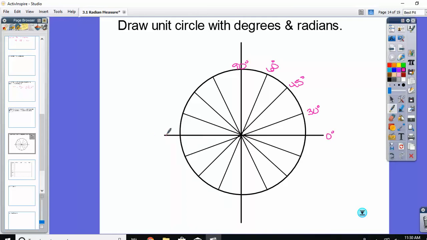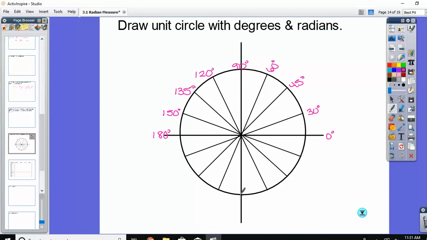Let's jump down here. What would this line represent? Okay. Then for your reference angles, it's the distance to the x-axis. So this would have a reference angle of 30. So to find that, you'd have to do 180 minus 30. 180 minus 45. 180 minus 60. Is everybody understanding how I'm getting this?